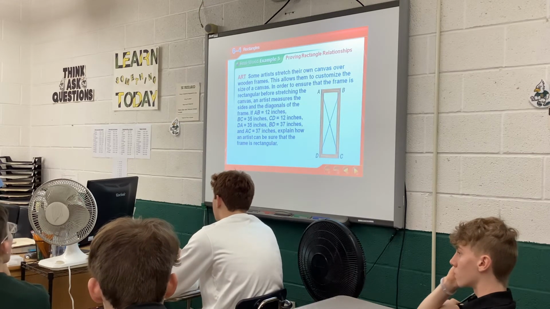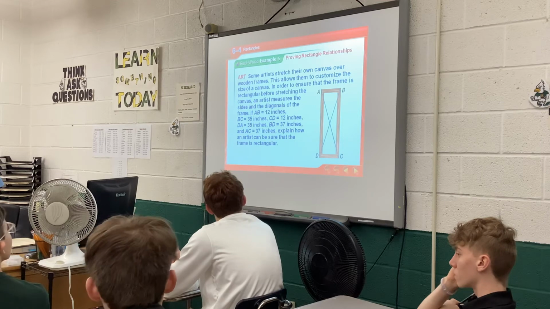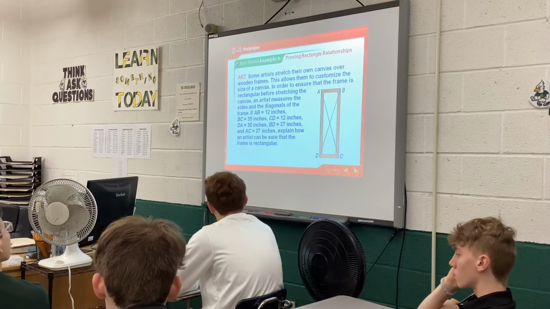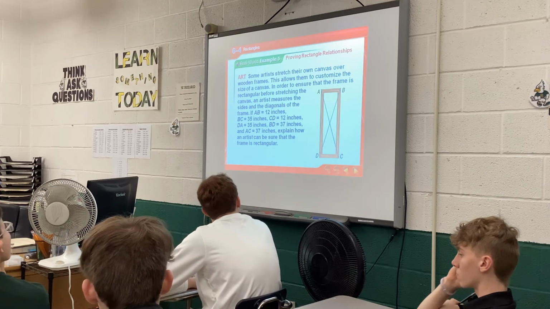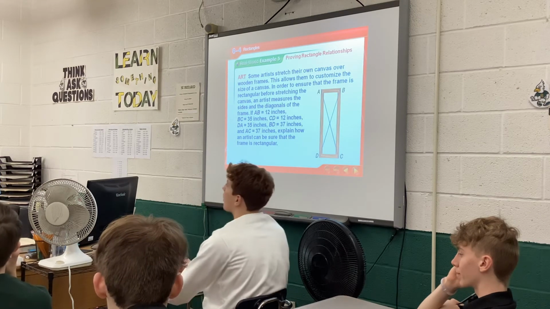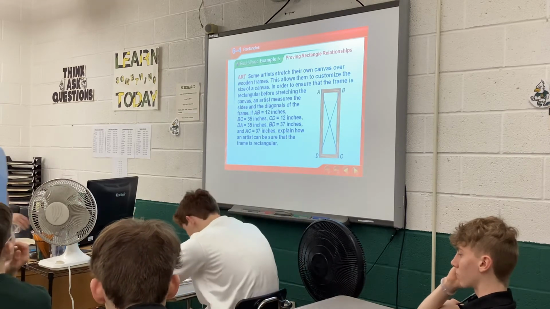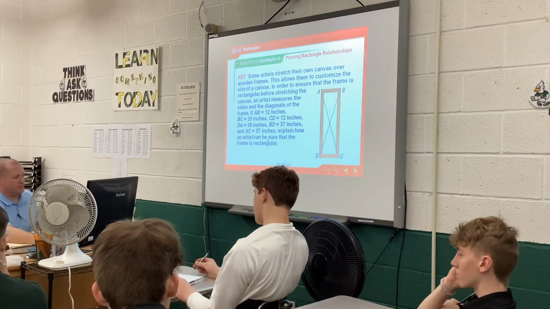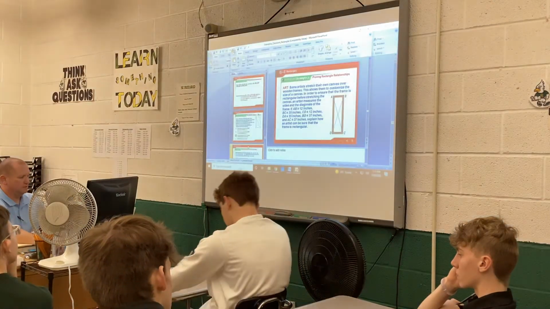So we started hitting those criteria, right? The top and the bottom was one set of opposite congruent sides. BC and AD were opposite congruent sides. And then my diagonals were equal, so if we hit all those, then we have a rectangle. If one of those didn't match up, then we would say no, it just doesn't work.